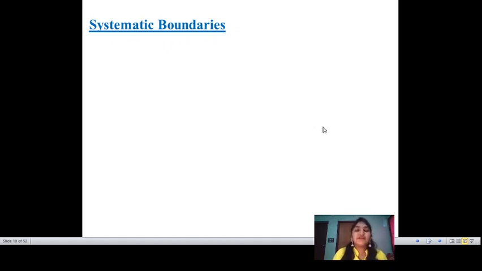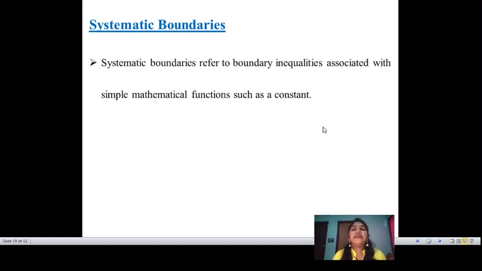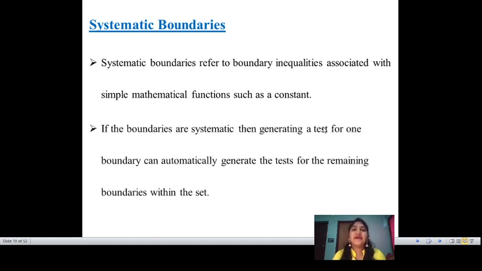Name itself: if there are no systematic results, it is not a systematic boundary. Systematic boundaries refer to boundary inequalities associated with simple mathematical functions such as constants. If there are any simple mathematical functions, those are defined as systematic boundaries. If the boundaries are systematic, then generating a test for one boundary can automatically generate tests for the remaining boundaries within that particular set. This is known as a systematic boundary, and when this property is also satisfied, that domain is known as a nice domain. So if all the properties are satisfied, then it is known as a nice domain.